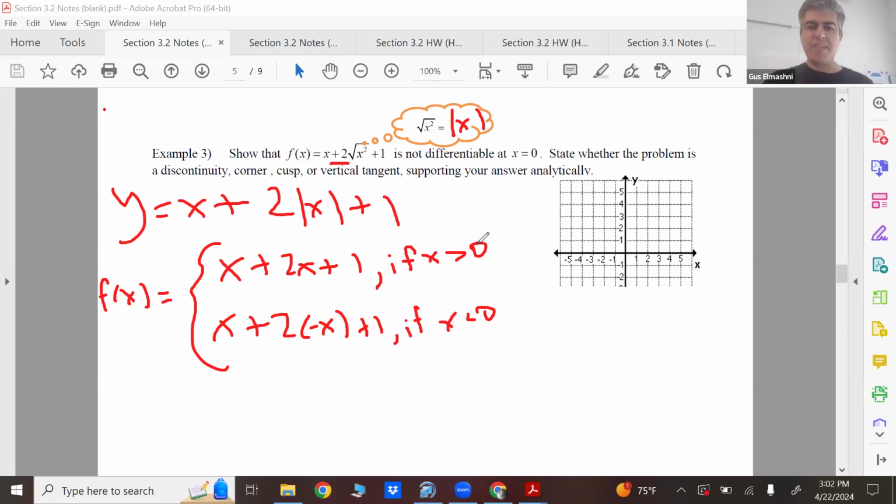Is it greater than or equal to? You know, we'll just put a greater than or equal to. Yeah, it doesn't matter where you put it. Let's put it there. That doesn't really matter. So it's going to be 3x plus 1 and negative x plus 1.